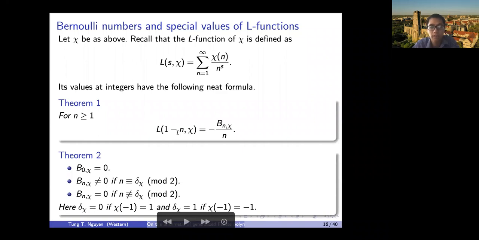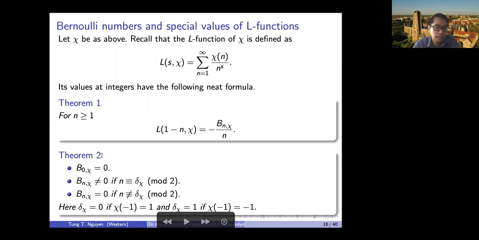So here, of course, we need to take the analytic continuation of the L function in order to make sense of these negative values. And furthermore, this L function has a functional equation. So there is a connection between the value at s and the value at 1 minus s. And by that functional equation, we can say something about the vanishing or non-vanishing of the Bernoulli numbers.